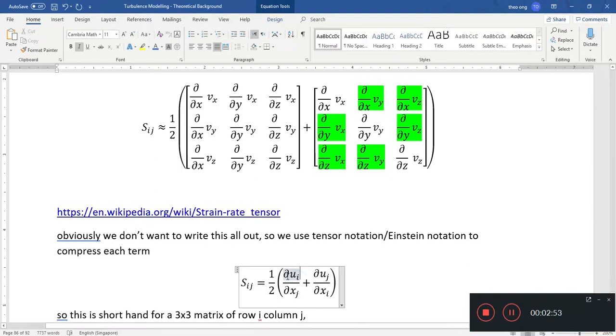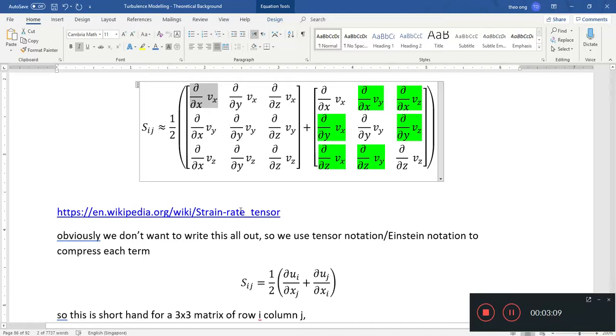So let's say i equals 1, j equals 1. That corresponds to the first row, first column, which is this element here. So u1 is actually the x velocity, and x1 is the x direction. Now we can put this to the test for other elements as well. Let's say i equals 2, j equals 3, for example. So u2 is the y velocity, and x3 is the z direction.